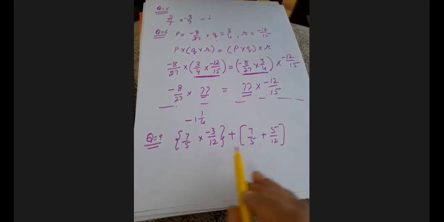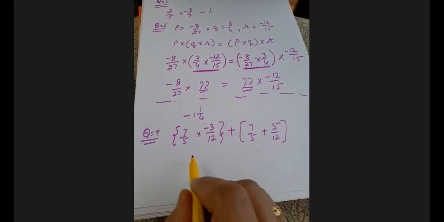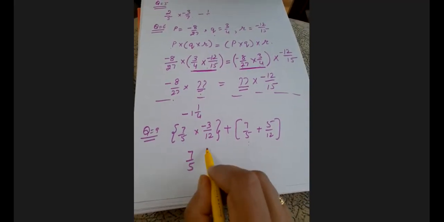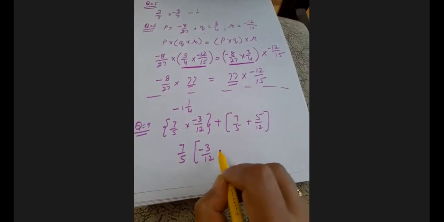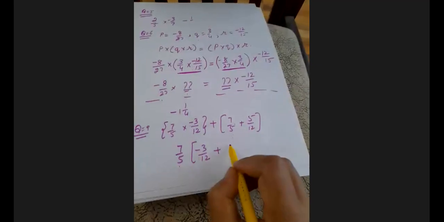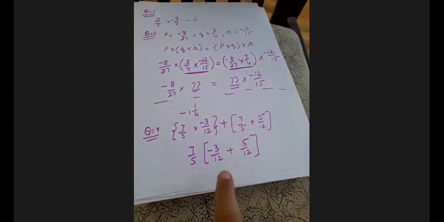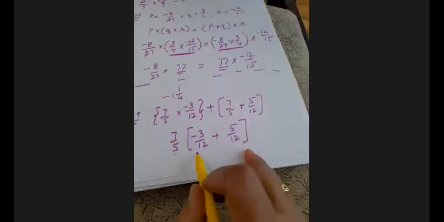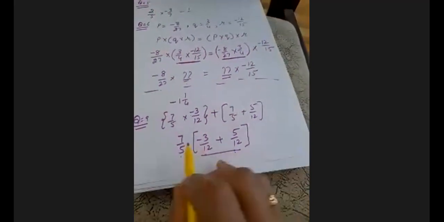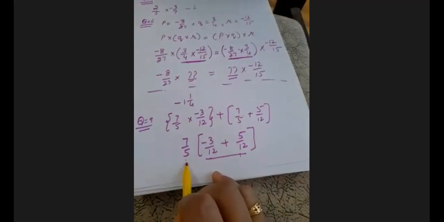Now use distributive property: 7 upon 5 and 7 upon 5, take as common 7 upon 5. Now here we have -3 upon 12, 7 upon 5 common, and here we have 5 upon 12. Now in next step, first we will add these two numbers. Now solve this part, add these two numbers, then multiply by 7 upon 5. Clear, students?